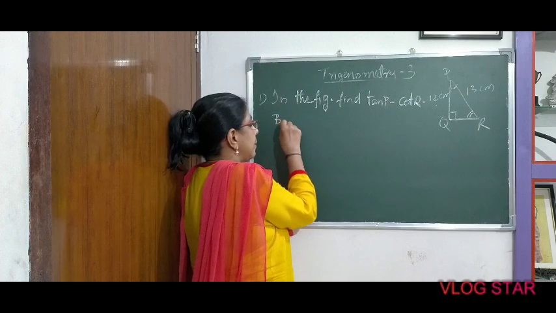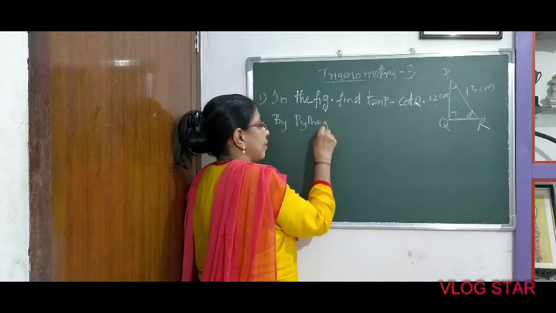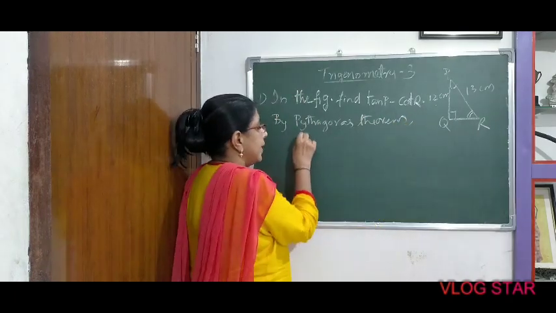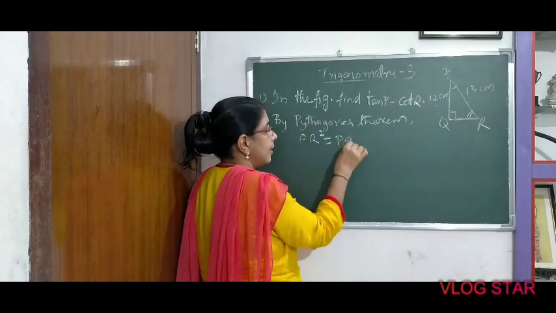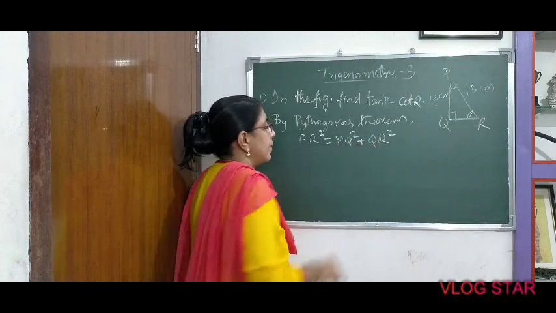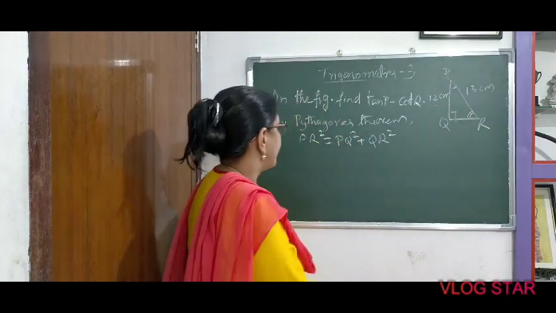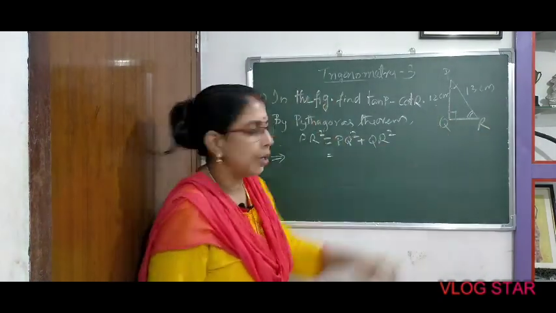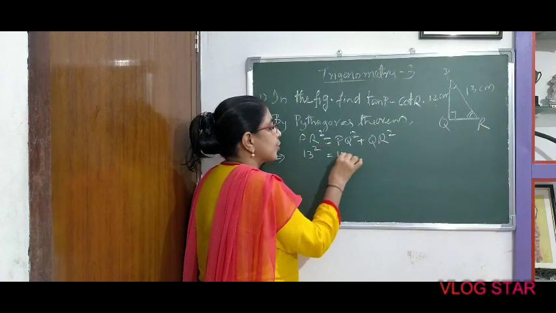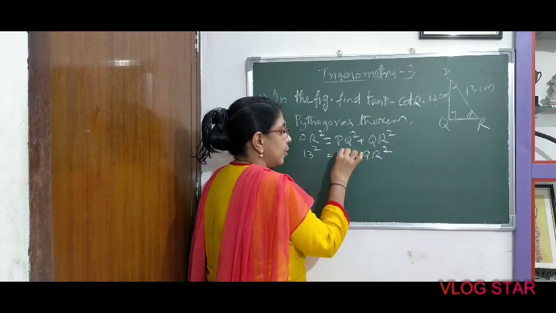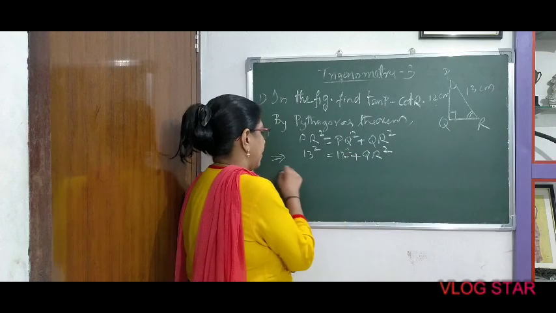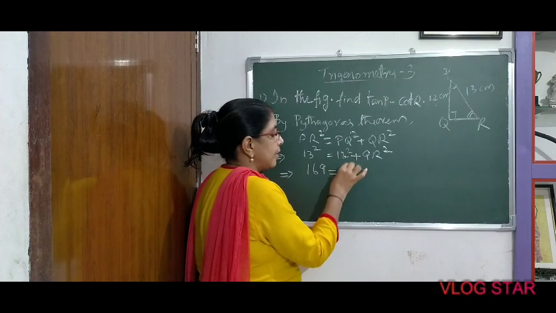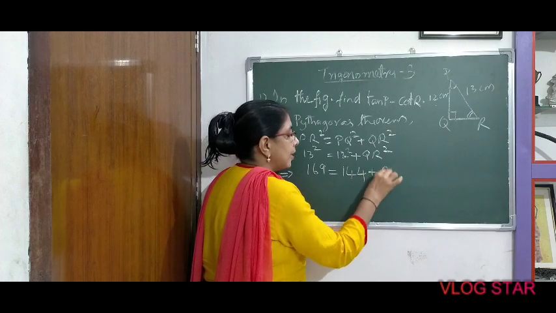Therefore by Pythagoras theorem, PR square is equal to PQ square plus QR square, which implies, we know PR is equal to 13 and PQ is equal to 12, that is 13 square is equal to 12 square plus QR square, which implies 169 is equal to 12 square, that is 144, plus QR square.